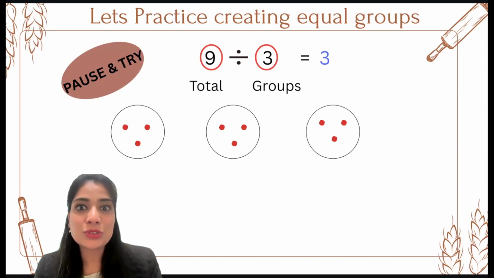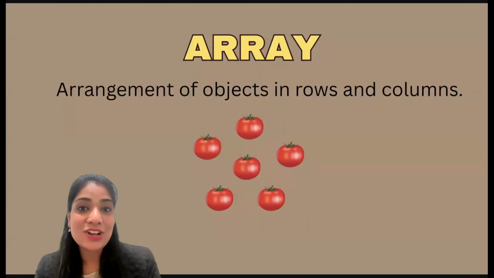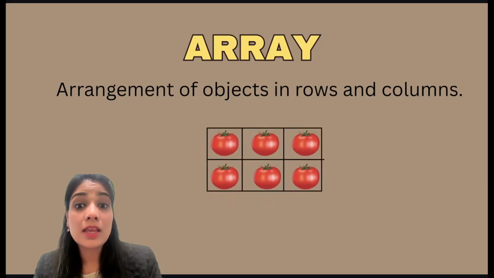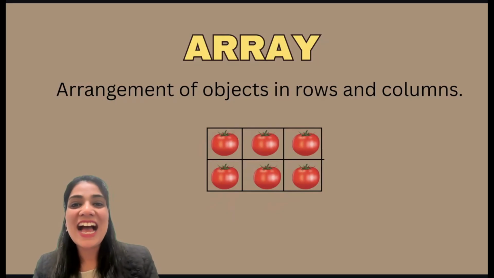Let's learn another tool for visualizing division. This is called an array. What is an array? An array is an arrangement of objects in rows and columns. Like say we have these tomatoes and we rearrange them like this in 2 rows and 3 columns. That's exactly what an array is, and we also learned it in great detail in our last video. If you're interested, I'll link it in the description. You can go through it.